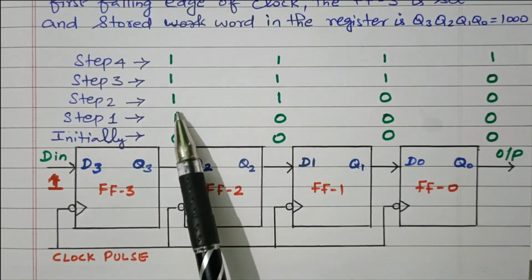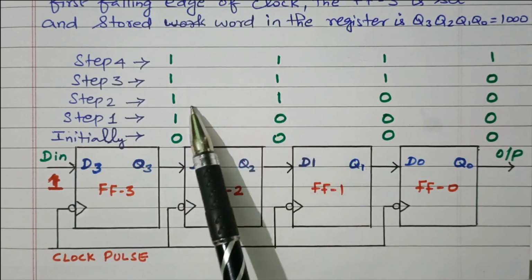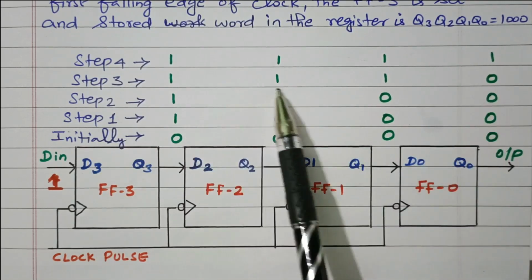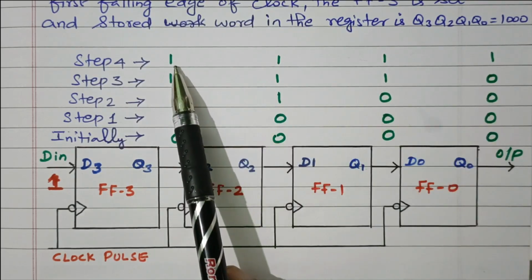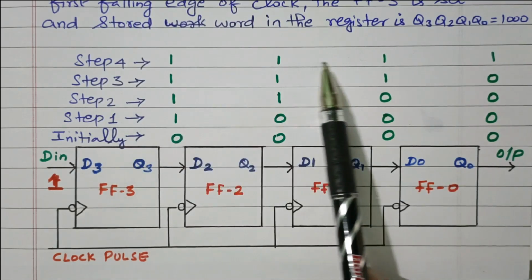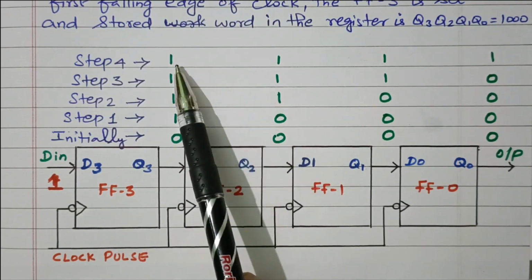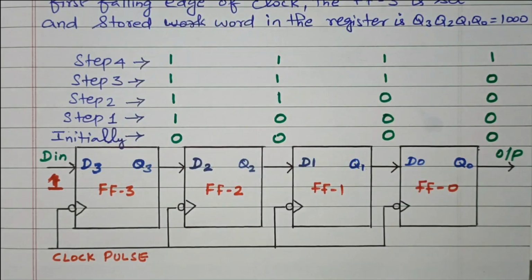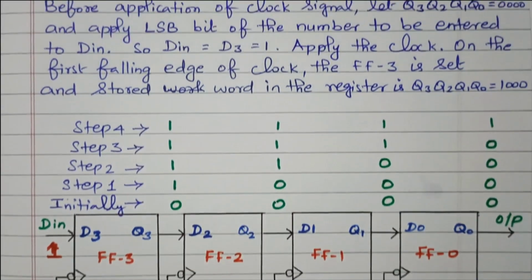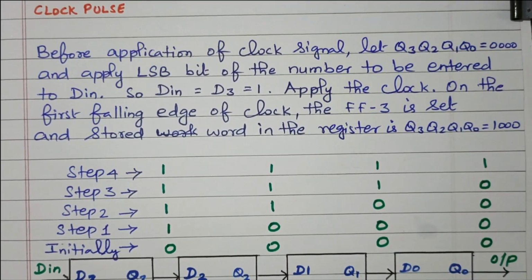Again one more 1 is applied. So that the outputs are moving. So it becomes 1, 1, 1, 1. In step 4, while applying one more 1, all become 1. So finally we got this required data 1, 1, 1, 1 stored. Right? I will go through the description for further understanding.